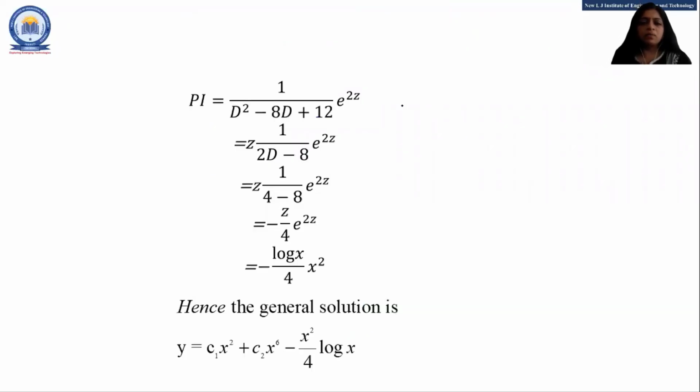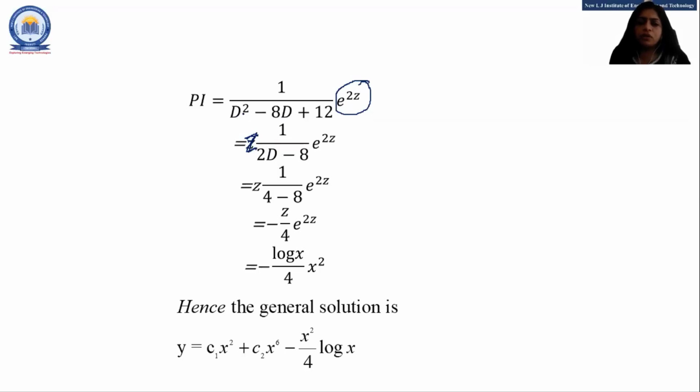That is PI equal to 1 upon (D square minus 8D plus 12) e raised to 2z. See, 1 upon function of D into e raised to 2z. So this is exponential term. So as per the rule, I have to substitute the multiple of z in the D. Okay. So if I replace D in the denominator, this is 2 square, so 4 plus 12, 16, and this one is minus 16. So if I replace this 2 in the denominator, then the denominator is 0. So as per the rule, I have to write z in the numerator and the derivative in the denominator.